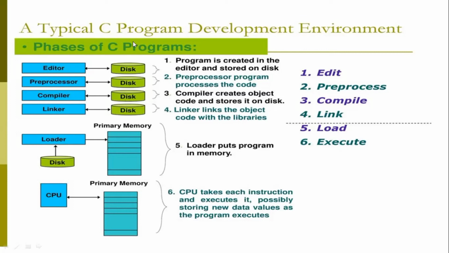So the phases of a C program: the first thing is the editor. The program is created in the editor. The first phase of the compiler provides you with the editor. I'll show you at the end of all these slides what the compiler is and how it works. The program is created in the editor and stored on the disk. In the editor you write your code and it is saved to disk.